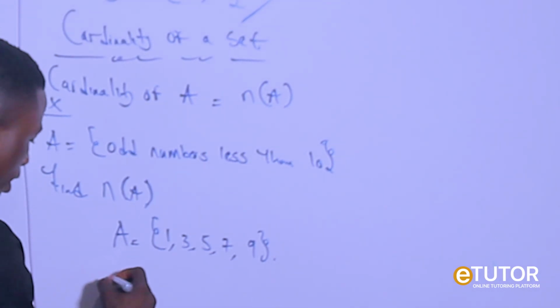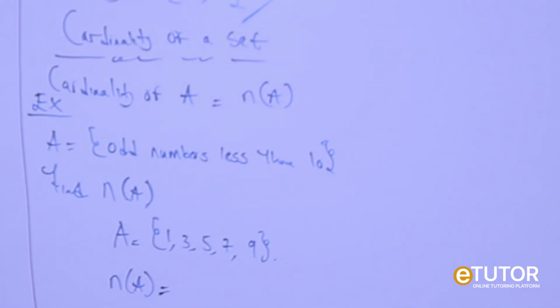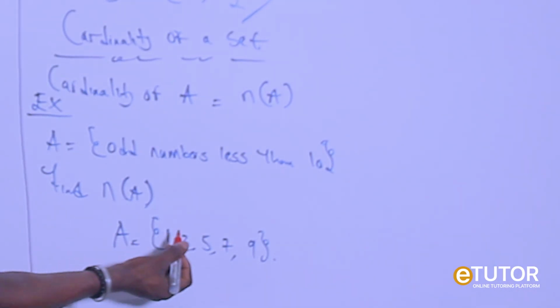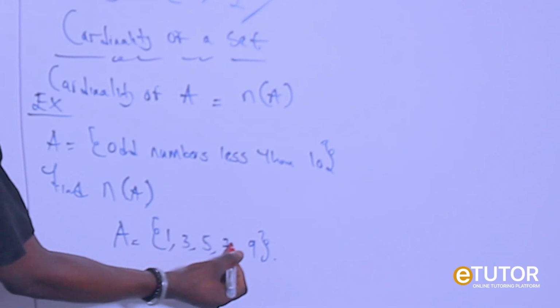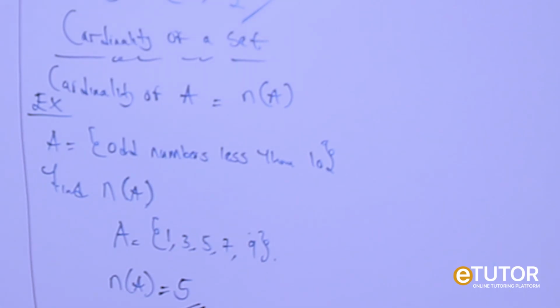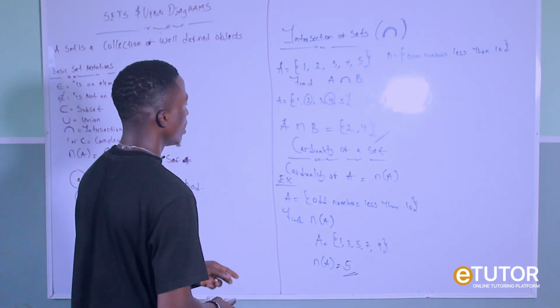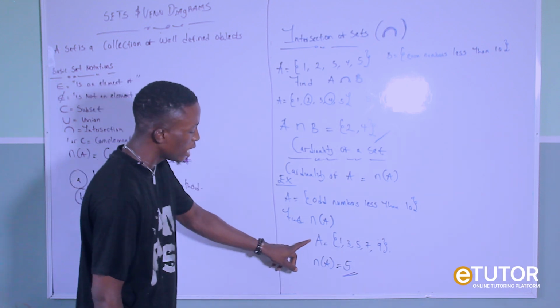So to find my n(A), I would simply count the number of elements that are present inside of set A. So how many elements are in set A? We have 1, 2, 3, 4, 5. So my n(A) is 5. So 5 is the cardinality of that set. And cardinality means how many elements are present inside of the set A.